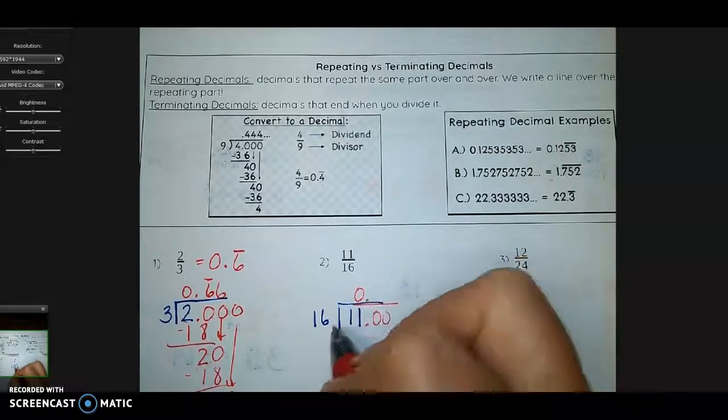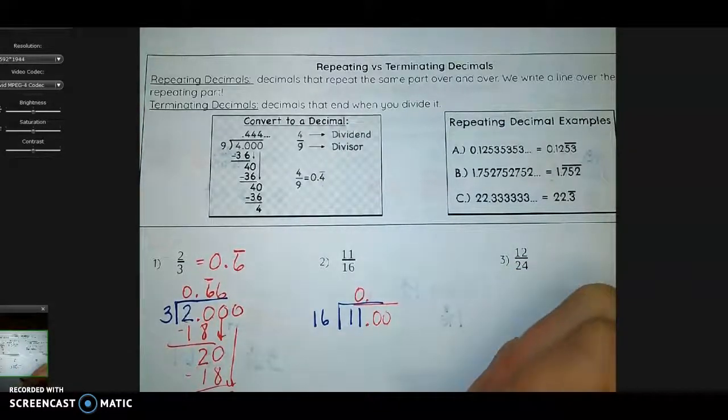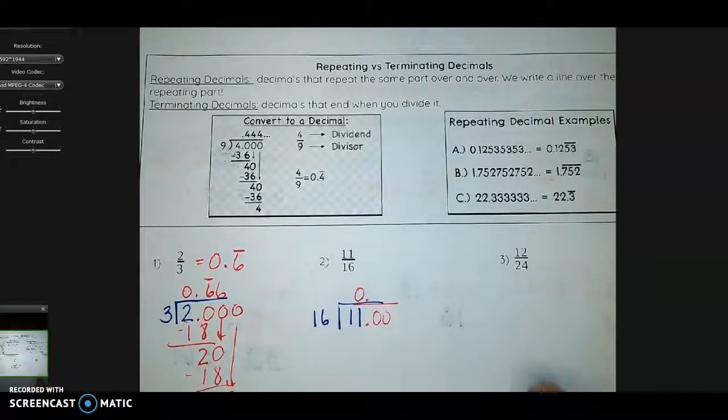Our next one's going to be 11 divided by 16. 16 can't go into 1, 16 can't go into 11, but it can go into 110. And if you count up, you get 16, 32, 48, 64, 80, 96, 110. So how many did we go up there?